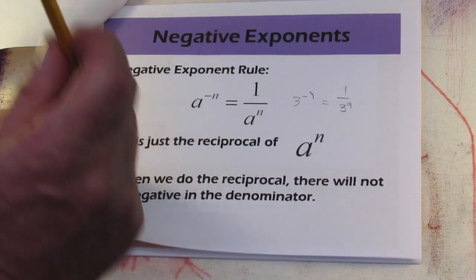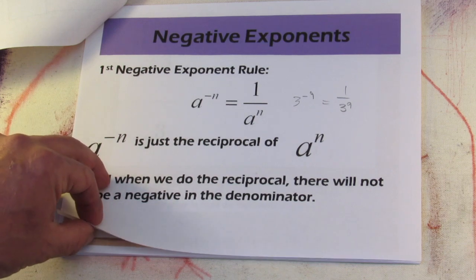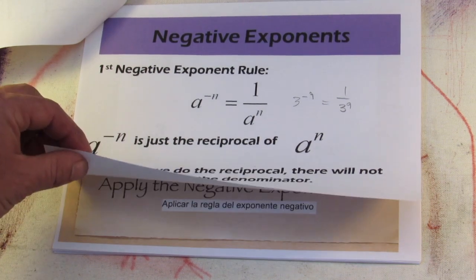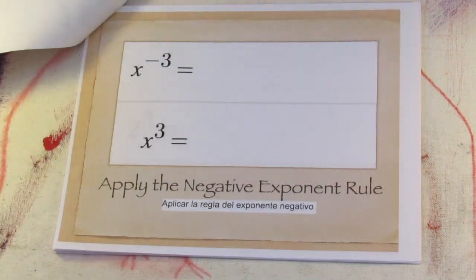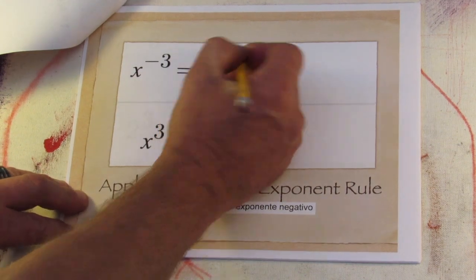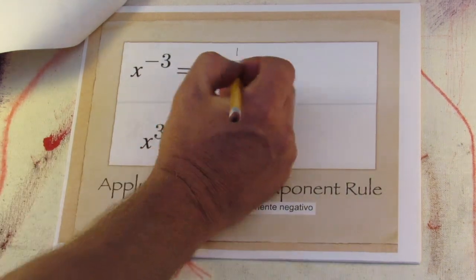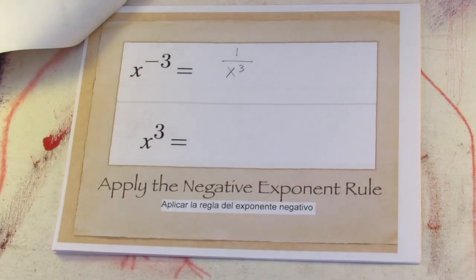Okay, so let's keep that in mind as we go, and I'll show you a bunch of examples, and hopefully it'll make a lot of sense to you when the time is done. Okay, so if we follow the negative exponent rule here, this says x to the negative 3. That means I put 1 over x to the third power. And it's as simple as that.